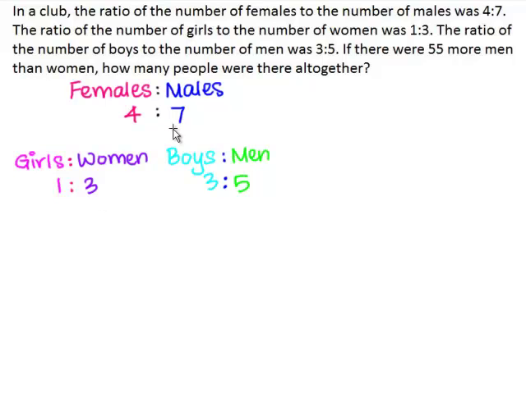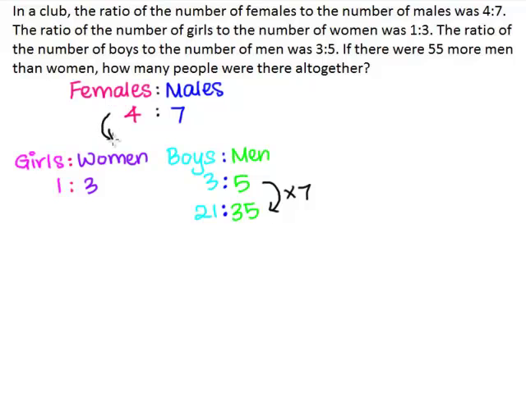The number of units representing the number of males is 7, and the sum of units for the boys and men is 3 plus 5, which is 8. We need to make this the same. We need to multiply this ratio by 7, which is the number of units for the males. 3 times 7 is 21, and 5 times 7 gives us 35.